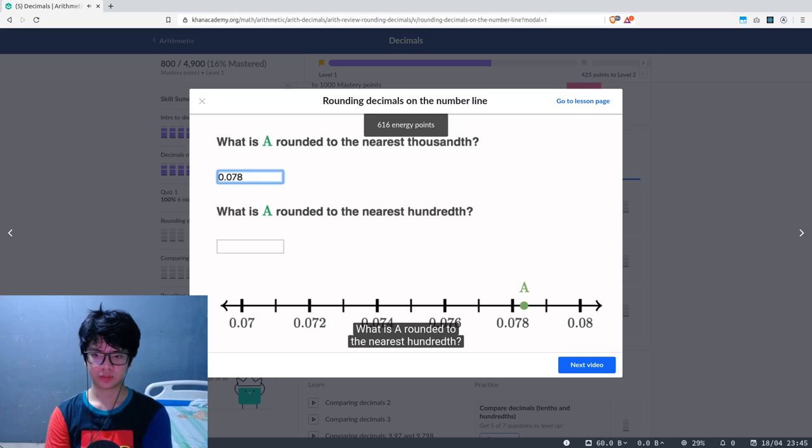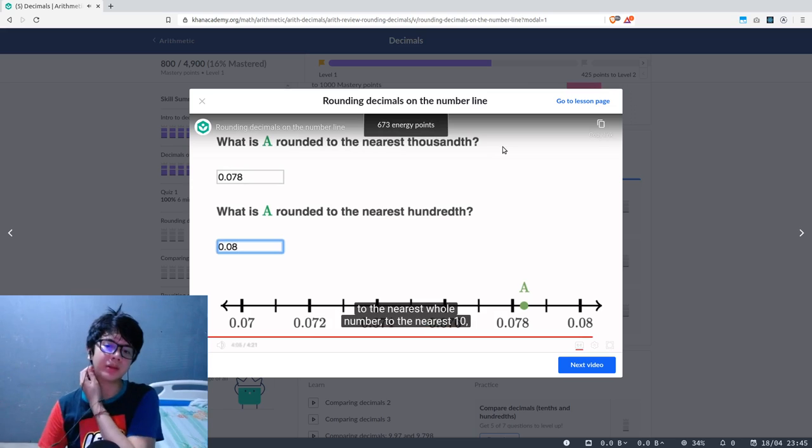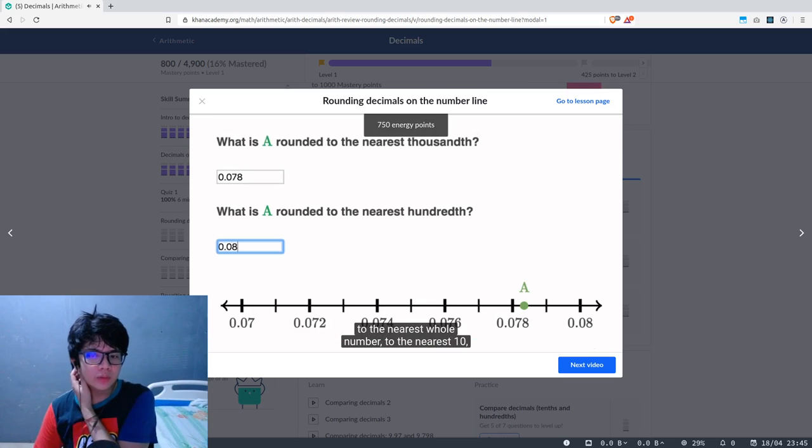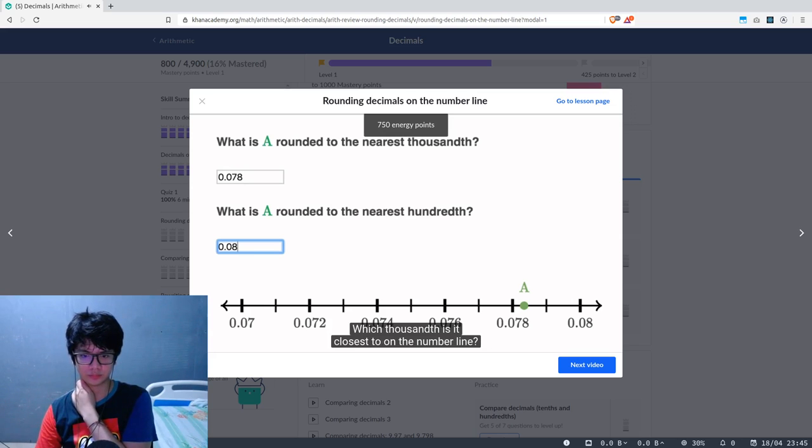What is A rounded to the nearest hundredth? Well, what are the hundredths that it's in between? It's in between 7 hundredths and 8 hundredths. And which one is it closer to? Well, it's closer to 8 hundredths. 0.08. So once again, the whole point of this video is to appreciate that when people say round to the nearest whole number, to the nearest 10, to the nearest thousandth, to the nearest hundredth, you can think of it on a number line and just say, well, what is the closest hundredth to it? Which thousandth is it closest to on the number line?